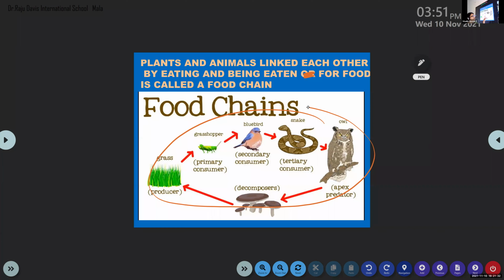Anyway, in this they only give one example, that is the owl. After that, the owl will die. After some days the owl will decompose. When they decompose, mushrooms and fungus will grow on the trees and all. You have seen it. They are taking the nutrients from this waste material like dry leaves and all that. So this cycle continues.